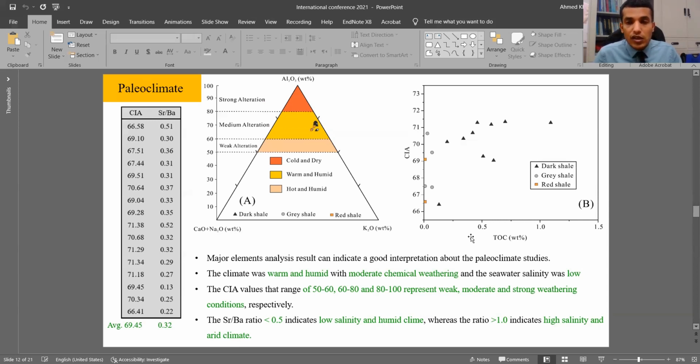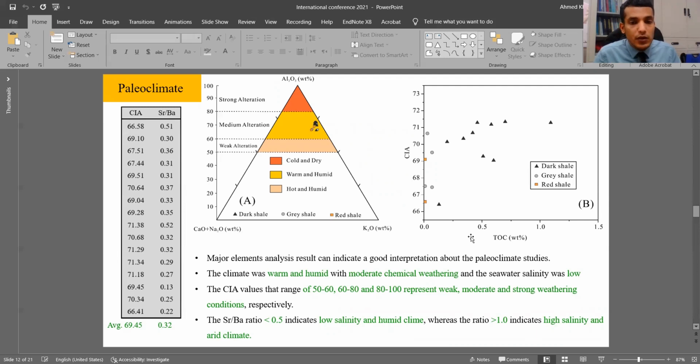In correlation with the enrichment of the organic matter, there is no positive correlation that can give us an idea that it enriched the organic matter in the Yuncheng Formation source rock. There is no correlation with TOC, so there is no effect to enrich the organic matter.